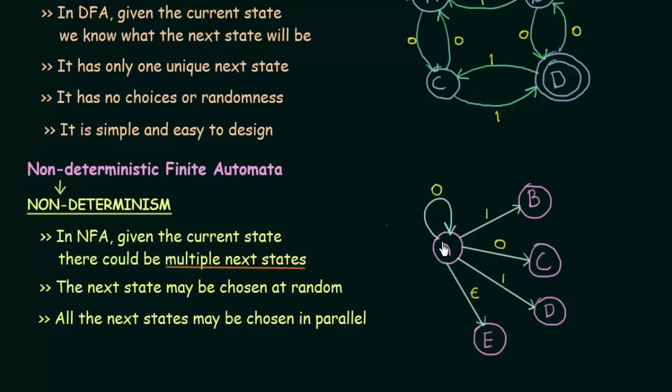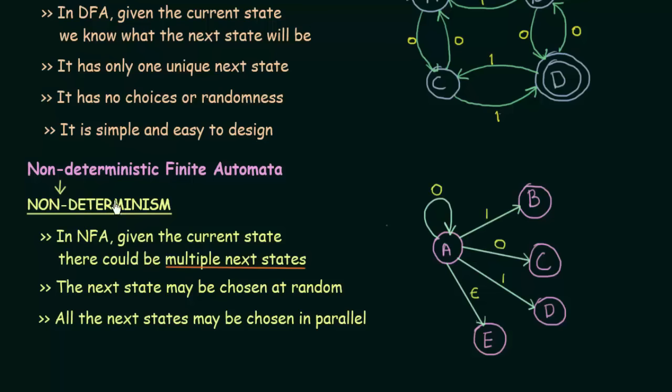Now look at this. We have a state A here, and let's see how A behaves on getting input 0. It could stay in A itself, or it could even go to state C. It can have multiple next states. And on getting input 1, A could either go to B or A could also go to D. Now the question is, how do you choose to which state it goes, because it has multiple next states? The next state may be chosen at random, or all the next states may be chosen in parallel. That means you could simultaneously choose all the next states for a particular input.